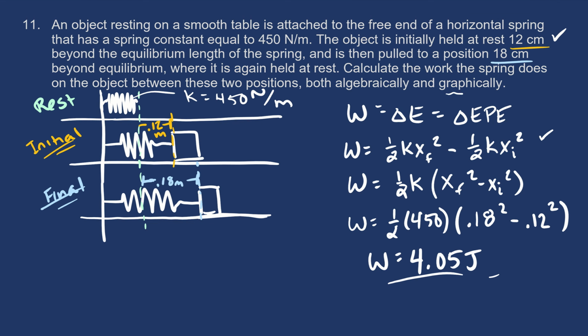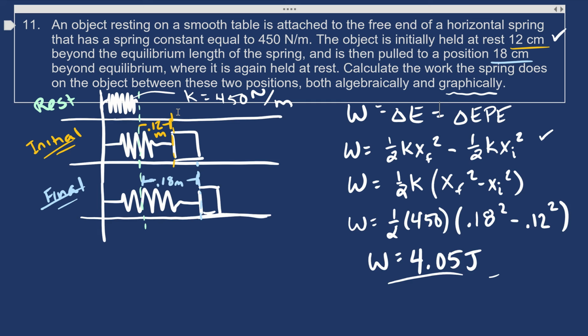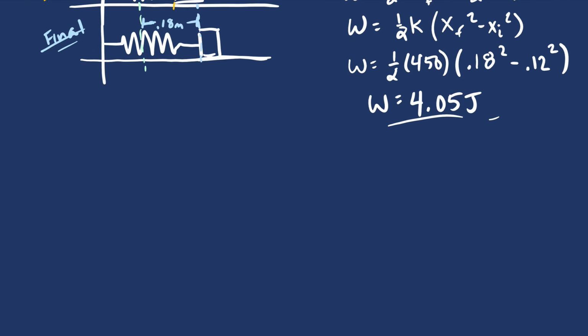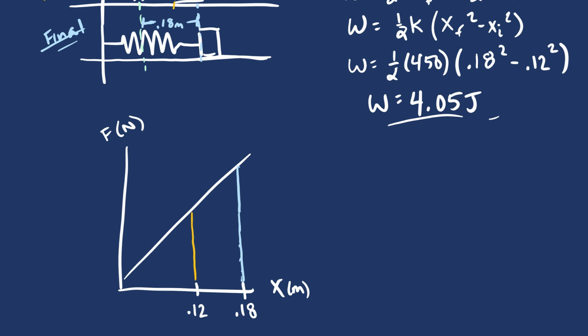The question also asks us to do this graphically. So we're going to scroll down here, and then with a little bit of movie magic, we can have our graph appear for our force versus displacement, in this case x, the displacement of the spring from its resting position. We talked about this briefly in class. F equals the spring constant times x. So we know that the slope of this line here, F equals 450x.